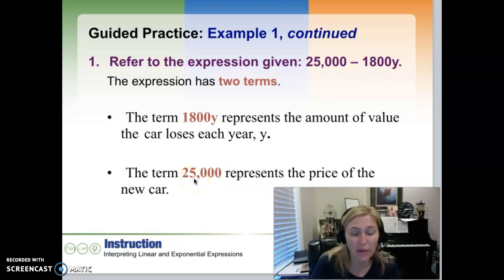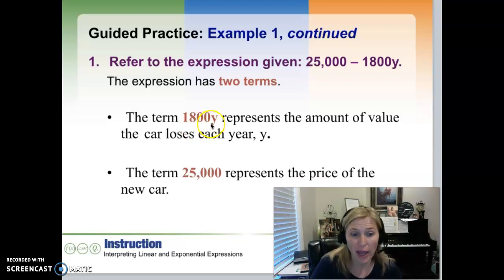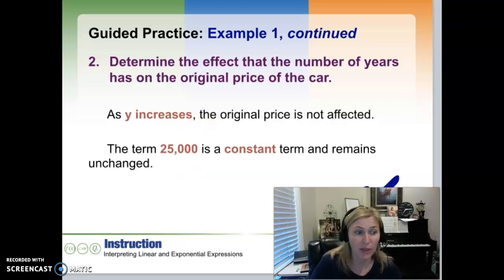25,000 represents the price of the new car, and that was a constant. That was something we talked about. It couldn't change. Because this does change per year, or each time I add a year, I need to subtract more. I add the variable. Okay, so that's what we do.